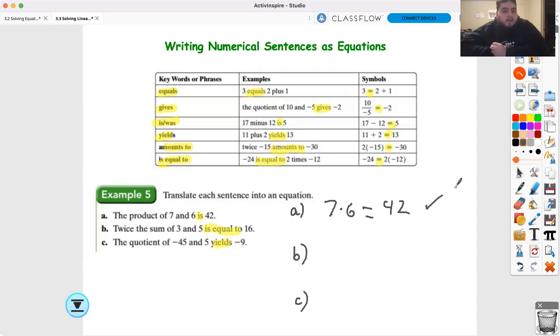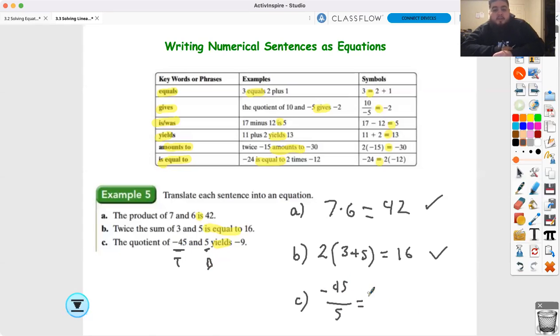Yeah, that's correct. B, twice the sum. So twice the sum of what? The sum of 3 plus 5 is equal to 16. Well, 3 plus 5 is 8, and 8 times 2 is 16. So we're good. The quotient of -45 and 5, that's top and bottom. -45 over 5 yields -9. And that's true. And we're done.